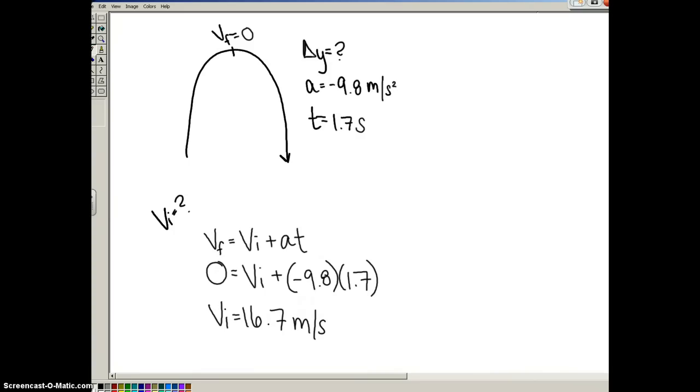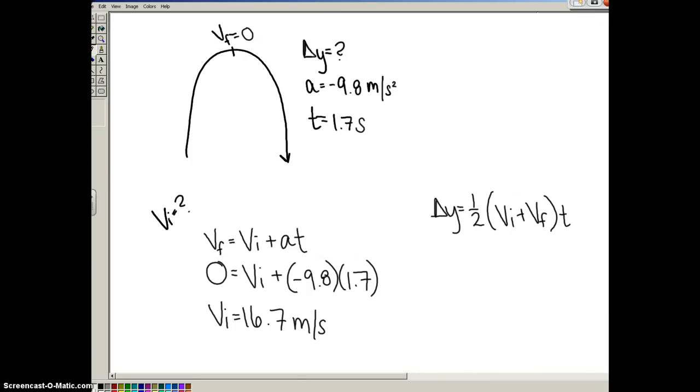Now, using that speed, that was a key piece of information, we can now solve the missing delta y by using the next kinematics equation. Delta y equals half, parentheses, vi plus vf, times t.